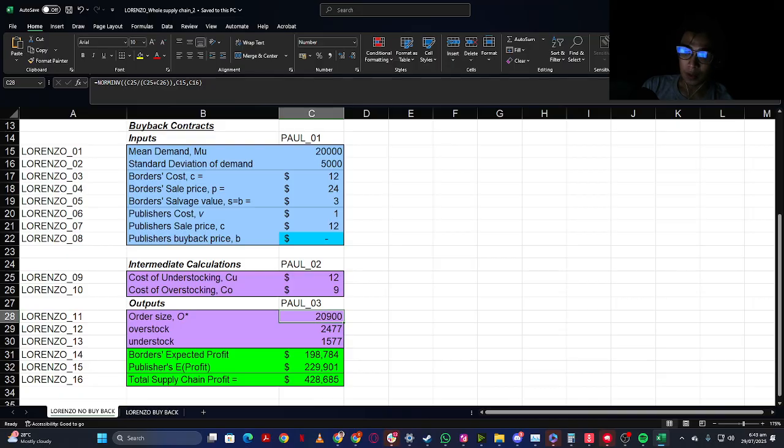So what's step 3? What's next? In step 3, the expected overstock should be around 2,477 books. And for the understock, you're going to see here, we have 1,577 books. These were computed using the newsvendor expected loss functions involving the normal distribution.